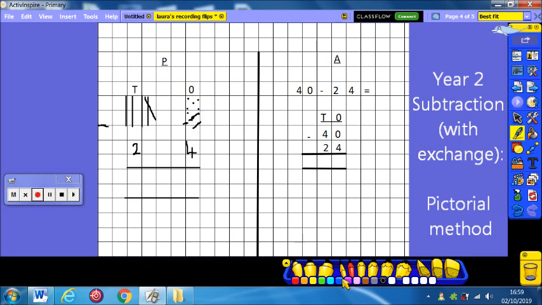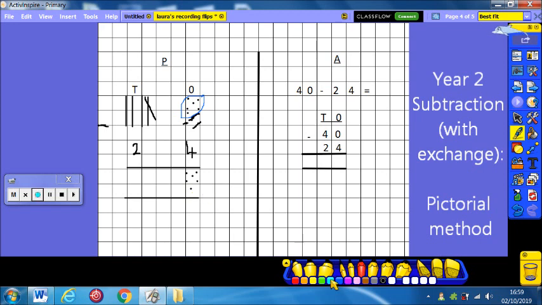Now I'm going to circle how much I have left. I have 6 ones left, like so. And I'm going to draw those 6 ones in the equal sign in the ones column: 1, 2, 3, 4, 5, 6.